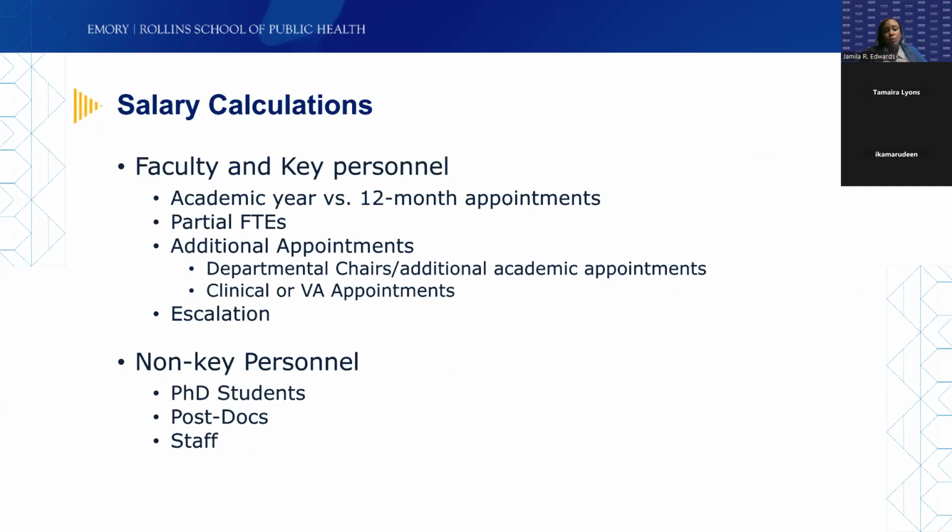So, speaking about salary calculations for faculty and key personnel, some major considerations when figuring out costs associated with faculty are what their actual current appointment looks like at the institution, right? Are they on a contract that says they get paid for 9 months or 12?